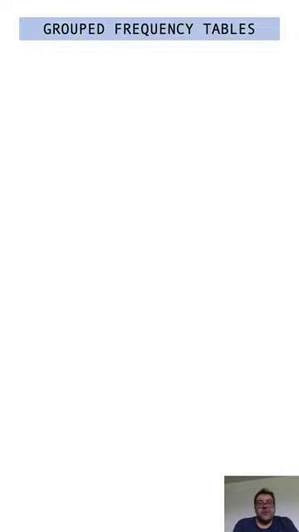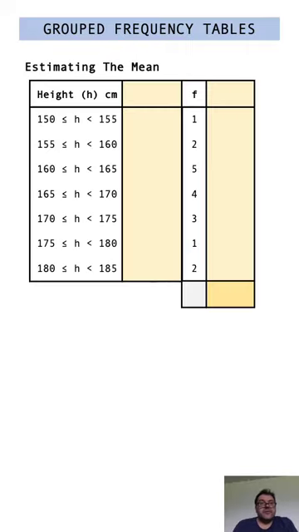This is a video about grouped frequency tables and estimating the mean for data that is in groups. So here's some data. It's heights of students in a particular class, and they're in groups, so from 150 to 155, 155 to 160, and so on.